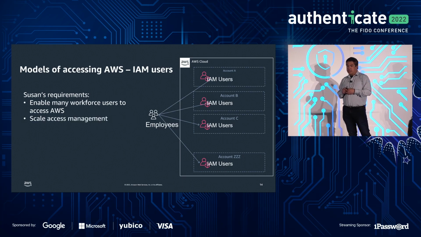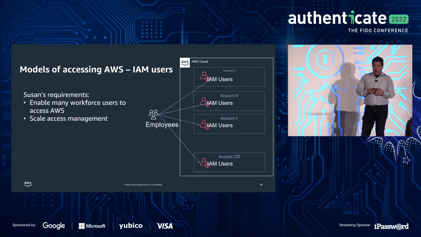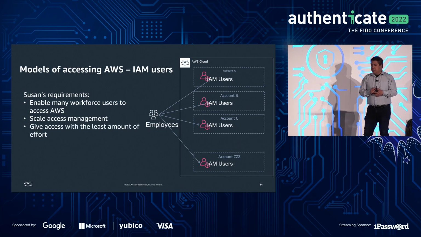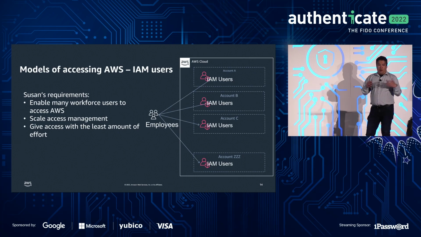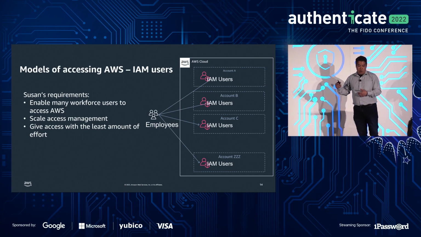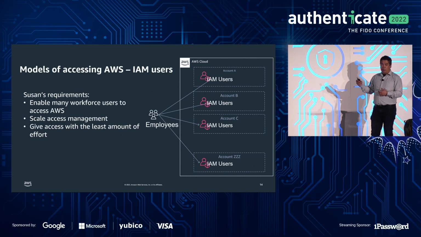So how is she going to scale access? Again, she has to go back in. I need to change a policy. Let's say they change job functions. She would have to log into each of those accounts and change the policies associated with the IAM user for that employee. Give access with the least amount of effort. So far, if you guys have been following along here, the theme is she has to log into each individual account and modify those IAM users and the policies in order to change permissions.